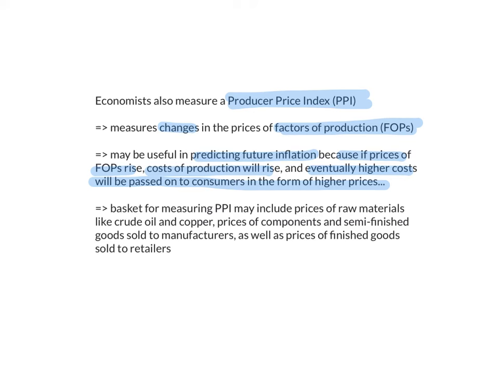The basket for measuring a PPI may include prices of, say, key raw materials like crude oil and copper, prices of components and semi-finished goods sold to manufacturers, as well as the prices of finished goods that are sold to retailers. So it will be a basket of the factors of production that are employed by the typical producer. And this helps in predicting future inflation because if the PPI rises, that means the prices of factors of production on average are rising, which means that eventually these rises in the cost of production will be passed on to the consumers in the form of higher prices.